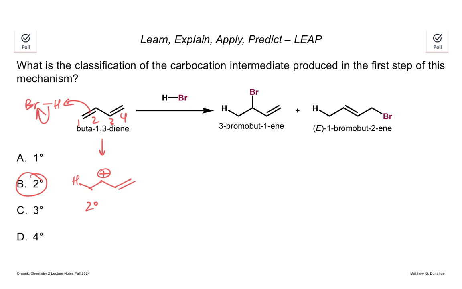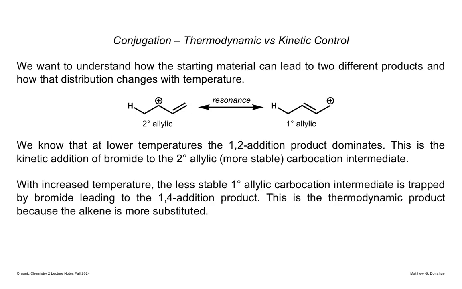Remember, primary to secondary, secondary to tertiary. This one will not rearrange. It will form a resonance form, though, so make sure you're clear on those concepts. So this double-headed horizontal arrow means resonance. And so that has two resonance forms, secondary allylic and primary allylic. And then the temperature dictates which one of those gets trapped.